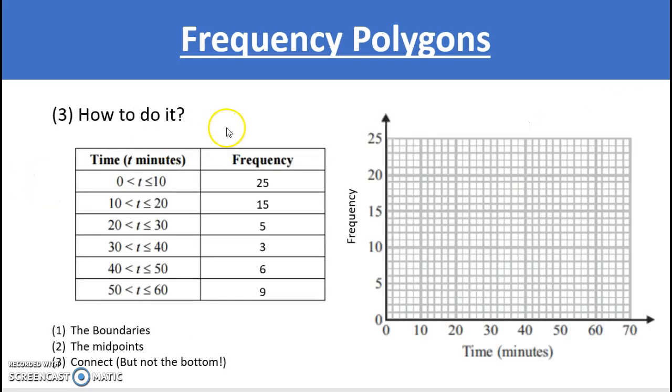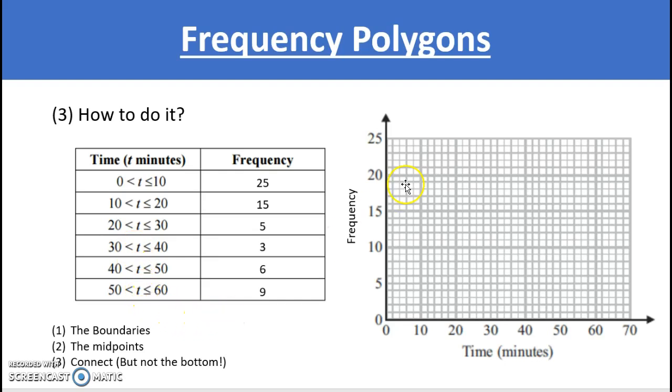Okay, so how do you do it? Typically, you're going to get this type of table and this type of graph. And there are three things you need to consider. The very first thing is the boundaries. So here and here, 10 to 20, 20 to 30, so on and so forth. The midpoints of the boundaries are 5, 15, 25, 35, so on and so forth.